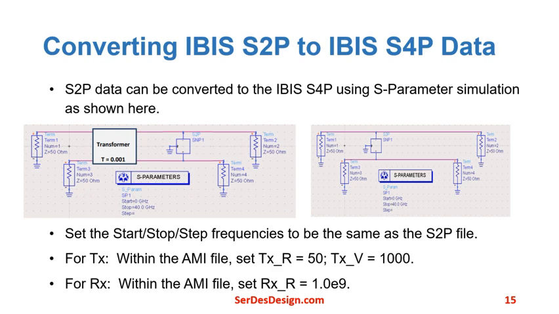So, let's talk about converting S2P data to S4P data. These figures show the typical conversion. They set the start, stop, and step frequencies to be the same as for the S2P file. For the transmitter, within the AMI file, set the transmit resistance equal to 50 ohms and the transmit voltage, peak-to-peak swing, to 1000. And for the receiver, within the AMI file, set the receiver resistance to high impedance. Here I list 1e9.